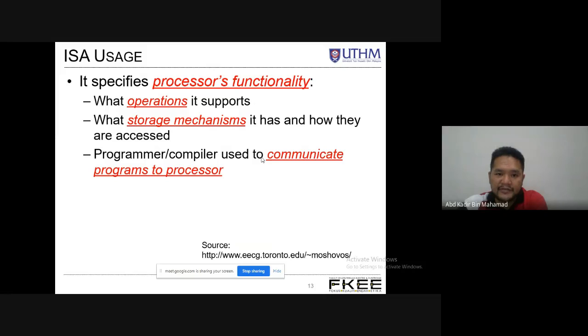ISA usage: basically, it's about processor functionality. It tells you what expressions are supported, what storage mechanism, and also how the programmer and compiler are used to communicate from the program to the processor.